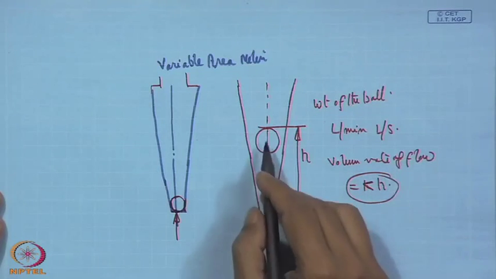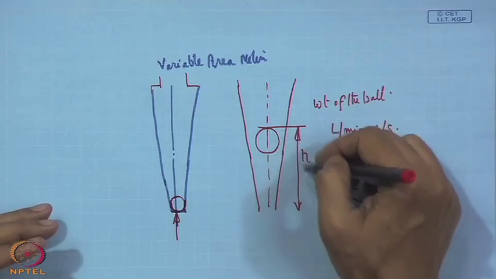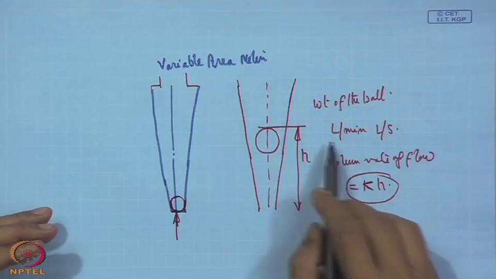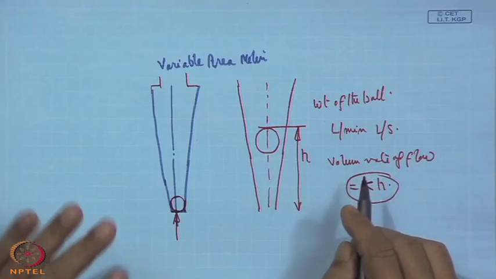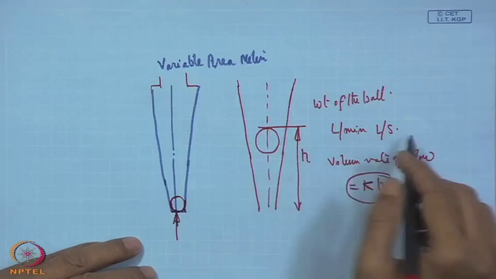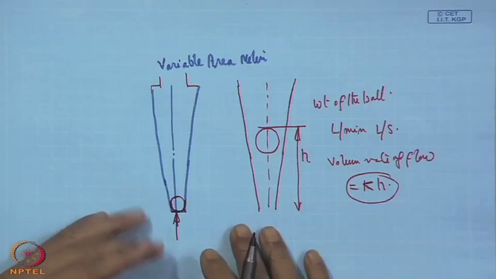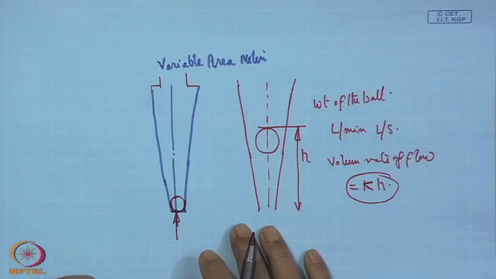So, this ball has a weight, this is calibrated, and depending upon the height, which is calibrated in liter per minute, and under a particular pressure, this ball position shows directly the reading. Now, to increase the range of working, we can have three balls.